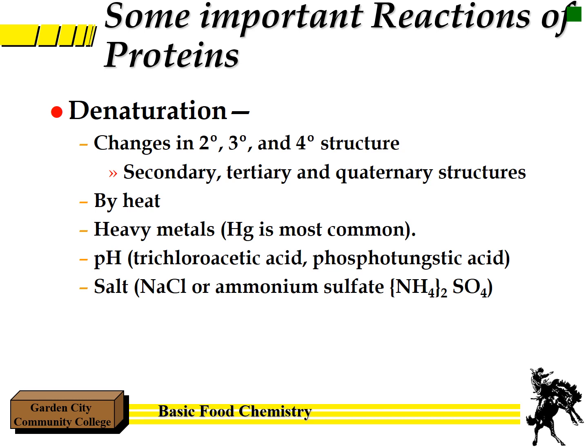Some important reactions of proteins we need to talk about is denaturation. Basically that allows for changes in the secondary, tertiary, and quaternary structure. Usually that happens by heat, which is probably the most common, but it also can be by heavy metals like mercury. It could be by changing the pH, with trichloroacetic acid, phosphotungstic acid, things like that. Also salt, it could be sodium chloride or ammonium sulfate. Those also could be used to denature or break down proteins.